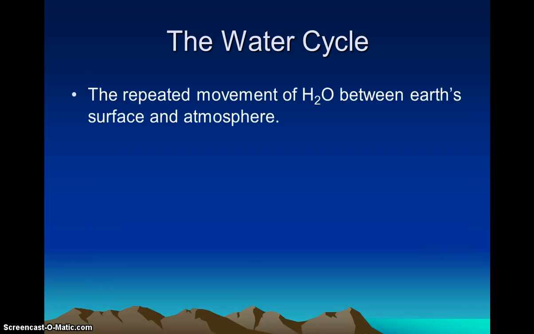The water cycle, also known as the hydrologic cycle. Also, for your conceptual understanding, I want you to be writing the steps out for these, not just the definitions of those. So you need to know the steps of them. The water cycle is the repeated movement of H2O between the Earth's surface and the atmosphere.